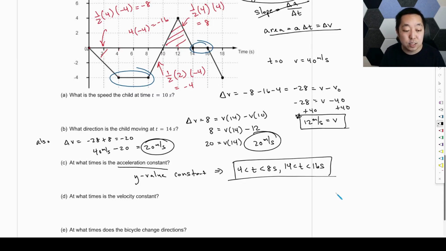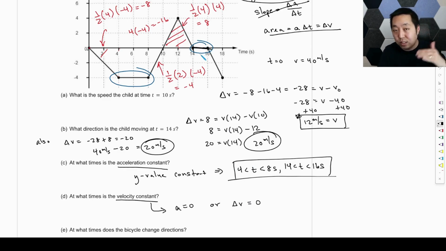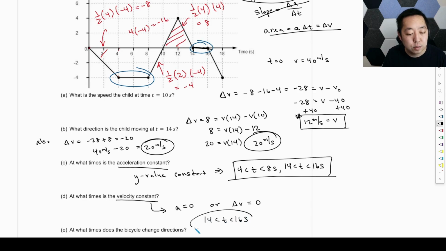At what times is the velocity constant? The velocity constant question is pretty tricky, because we only know the area is the change in velocity. There's two ways you can think about this. The default way is the acceleration is 0. Or if you want to look at it from an area point of view, you could say the change in velocity is 0. Because if there's no change in the velocity, then the velocity is going to be constant. So when is the acceleration 0 or the change in velocity 0 is right here, the y value being 0. Or you can think of it as the area under the graph. The area here is 0 because there's no gap between there. And so that becomes between 14 and 16 seconds.